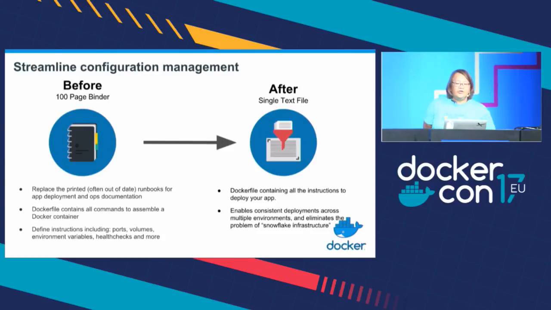So part of this is streamlining all the configuration management. Again, I mentioned a runbook before. We might have a 100-page binder that's often outdated. However, if you move it all to a Docker file, it contains all the commands to assemble the Docker container. All the instructions are built in there, including the ports, the volumes, the network, environment variables, health checks. All these things can be contained within a single file. So what we've done is take all the infrastructure configuration and put it into a single file that can be run in an image.